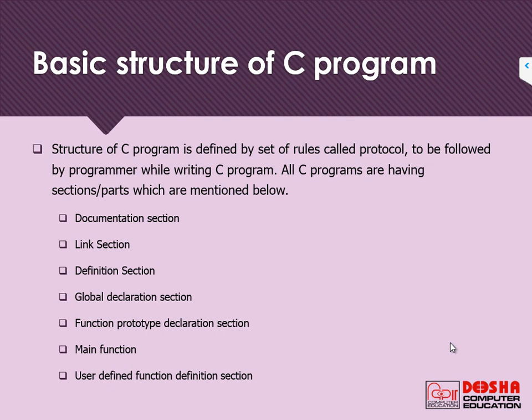So every C program contains a documentation part, a link section, and a definition section. It may contain a main function, some global declarations, and many other things. It also contains some user defined functions. So this is the structure of a C program.